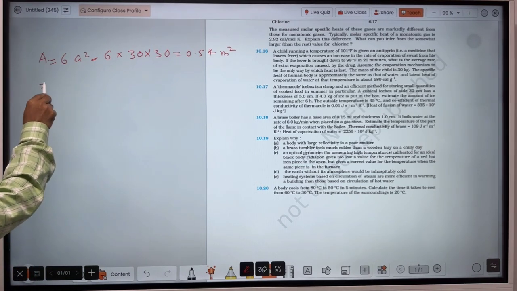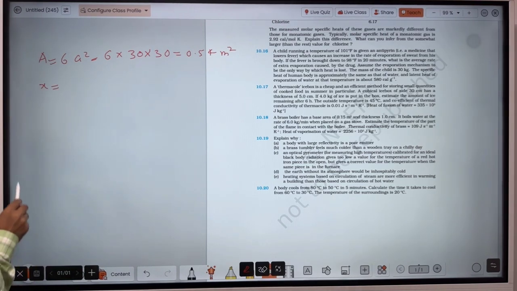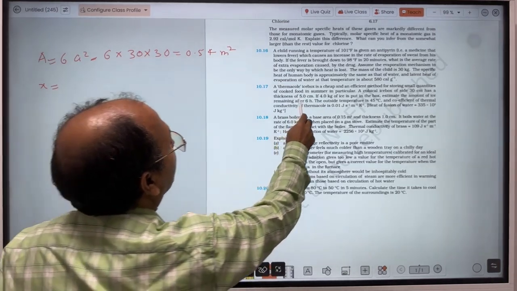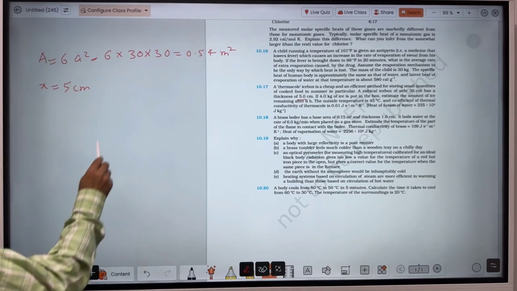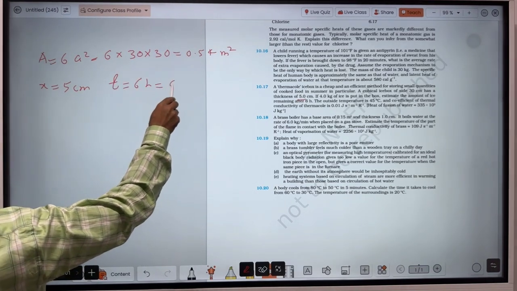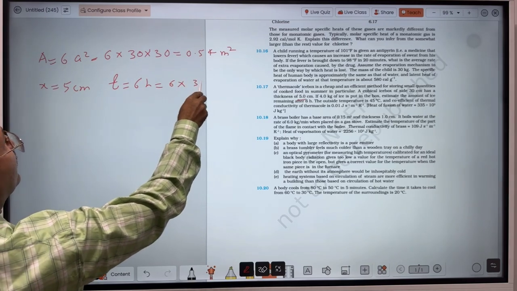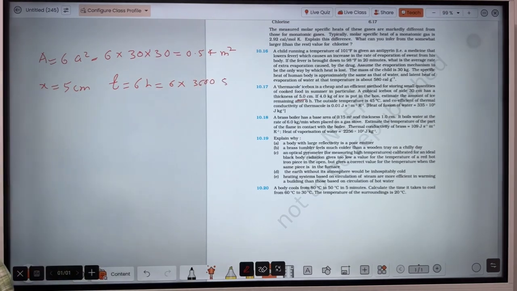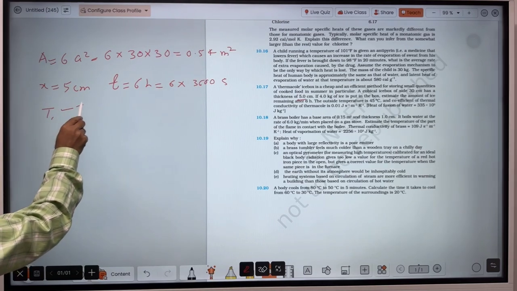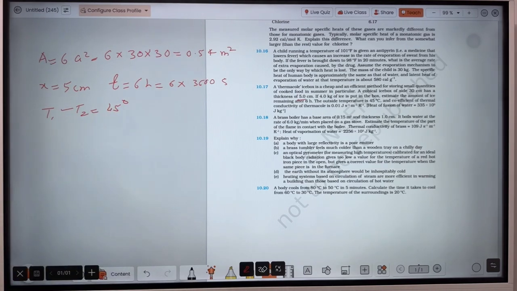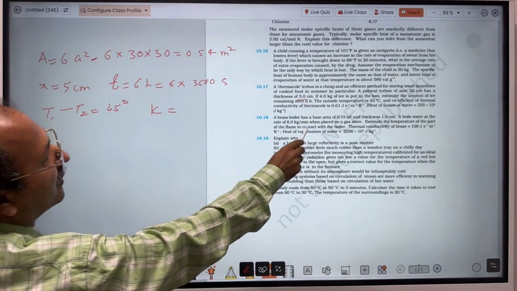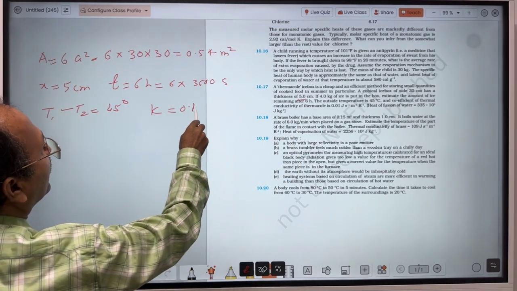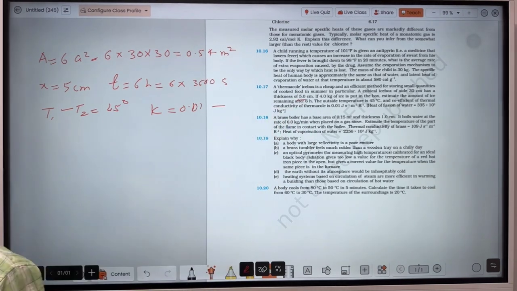Now here x is given as 5 centimeter, this thickness, x equal to 5 centimeter. And what about time? So time is given 6 hours, t equal to 6 hours, that is 6 into 3600 second, right? So temperature difference T1 minus T2 is given 45 degree centigrade, right? And what more we need? Value of k is also given. So what is k? K is given as 0.01 unit. I'm not writing the unit because that is clear.